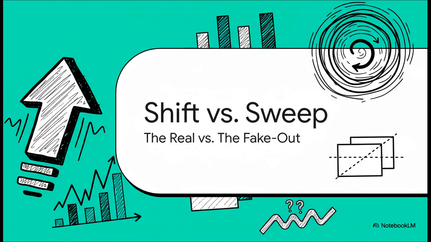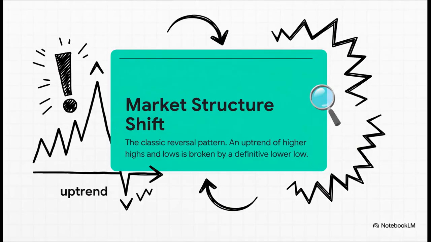Okay, so if we're going to master this, we need to get super clear on what these two things actually are. Let's break it down and define the real deal versus the fake out. So first up, let's talk about the market structure shift. This is the classic reversal pattern, the one we're all taught to look for in the books.